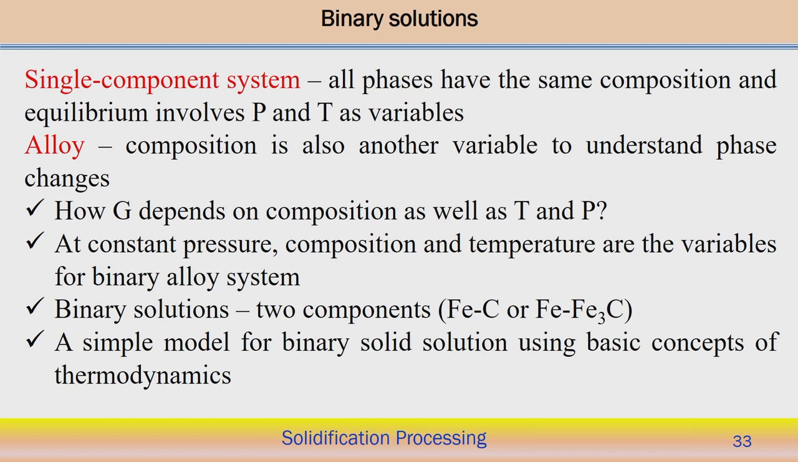Now, if we keep pressure fixed, then composition and temperature are the variables for the binary alloy system. An example of a binary alloy system, a two component system, is Fe-C or Fe-Fe3C. So basically we consider this as a binary solution. Therefore, we will discuss a simple model of the binary solid solution, using the basic concepts of thermodynamics that we have learned till now.